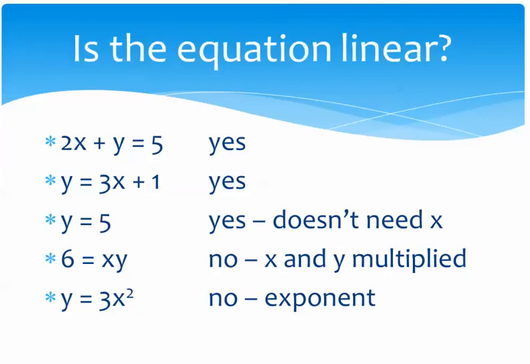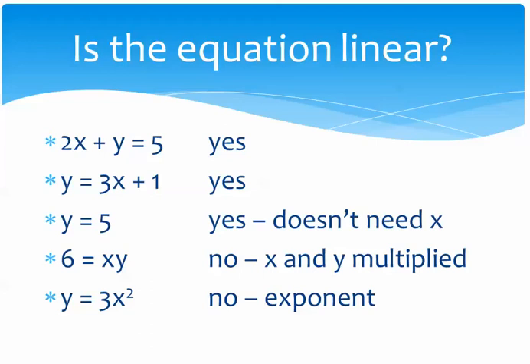And for the same reason, so is the second one. And so is y equals 5. Remember, it could be an x or a y or both. This has just a y, but no exponents or any other thing, so it is a linear equation. However, the last two are not.